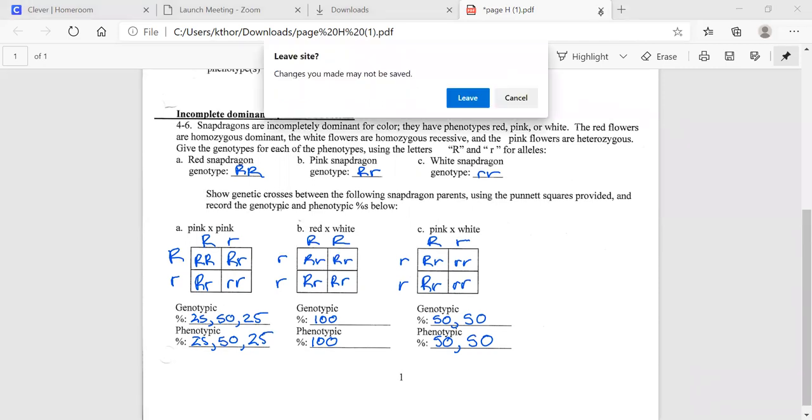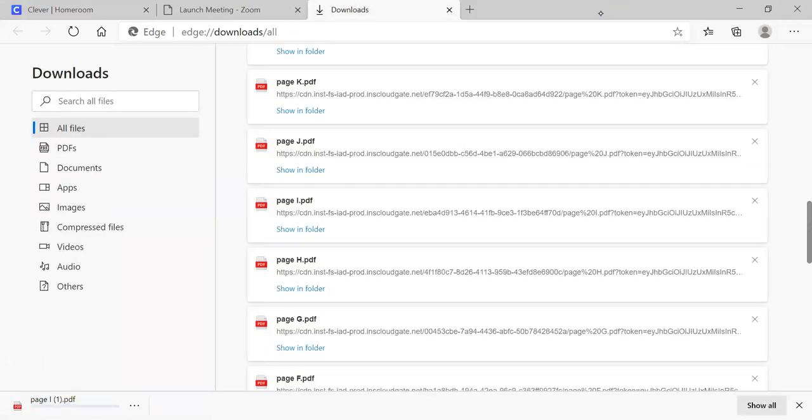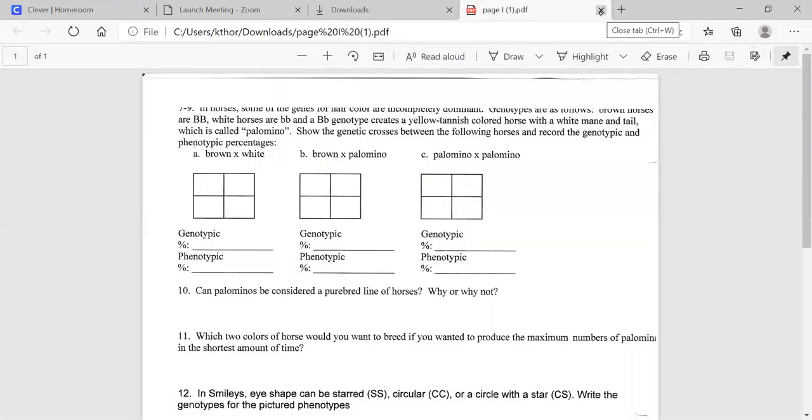Let's go to page I. In horses, some of the genes for hair color are incompletely dominant. Genotypes are as follows. Brown horses are homozygous dominant. White horses are homozygous recessive. And a heterozygous genotype creates a yellowish tannish colored horse with a white mane and tail called Palomino. Show the genetic crosses between the following horses and record the genotypic and phenotypic percentages.